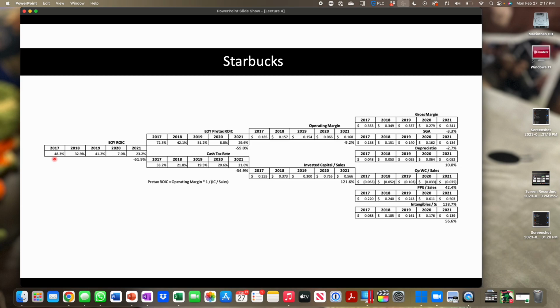Okay. So year 1, their ROIC in 2017 in this example was 48%, 48.3%. 5 years later, it was 23.2%. That is a 5-year change of negative 51.9%. So basically, Starbucks ROIC got cut in half over 5 years. So with the first level drivers, why? That's what we're going to answer. Those 3 first level drivers are going to explain that drop in ROIC.